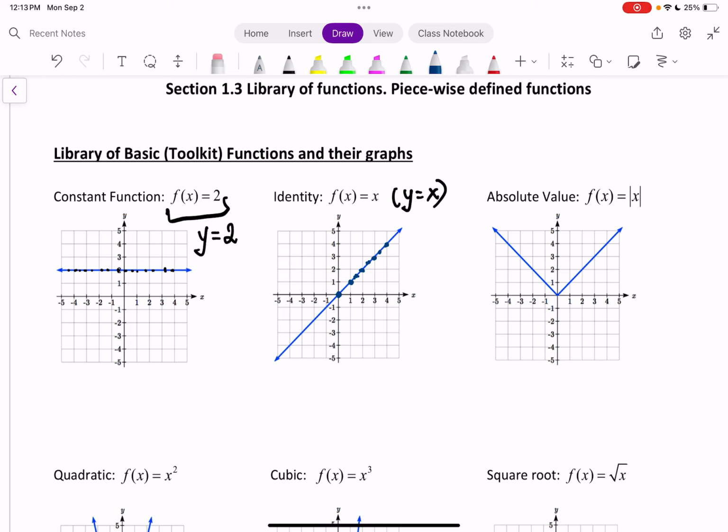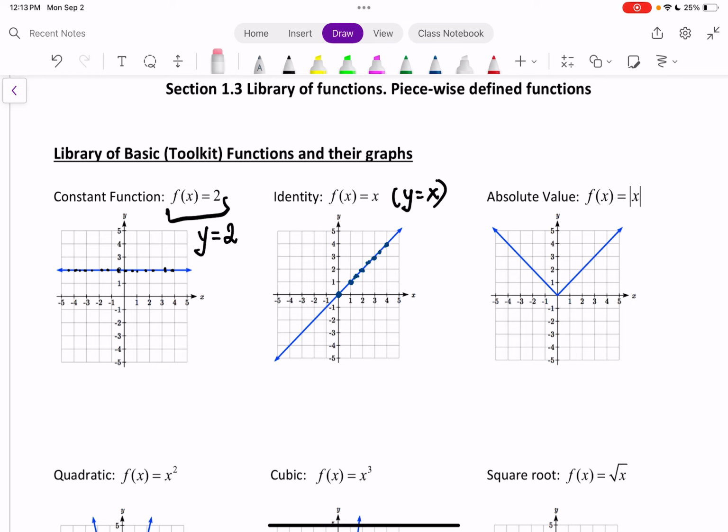Any other linear function that we'll be discussing in the next chapter, something like, let's say, y equals 2x plus 7, that's also a linear function. It has the same shape. Okay, so any other linear function has the shape of this identity function.